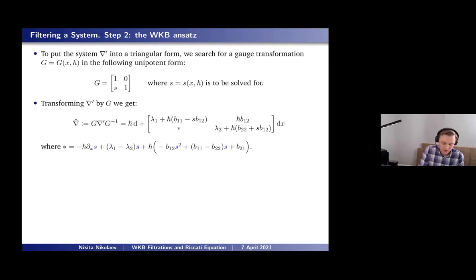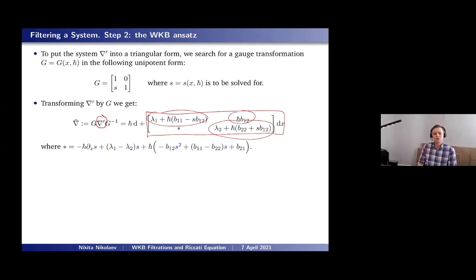What's going on here is the following. So I take my system nabla prime and I gauge transform it, and the matrix of the system looks like this. So the 3 terms, these 3 terms, they're not really important. They're just something that you get from computation.